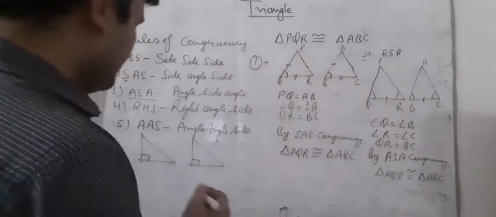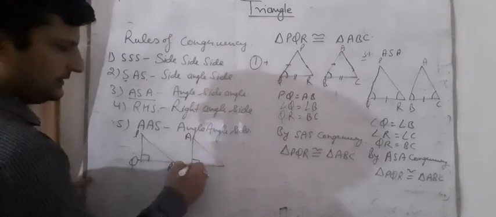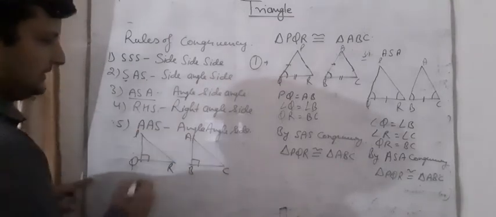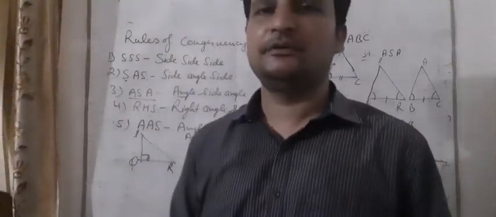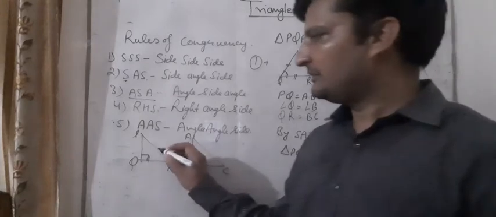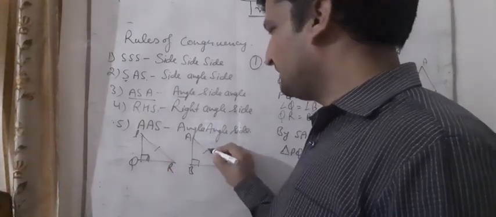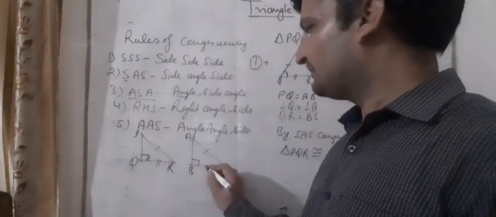So students, RHS means, suppose this is PQR again, this is ABC again. RHS means right angle. Students, the opposite of the right angle is always the hypotenuse, and the hypotenuse is the longest side. We know that easily. So if PQ is given and AC, and any of the sides is equal to this one.